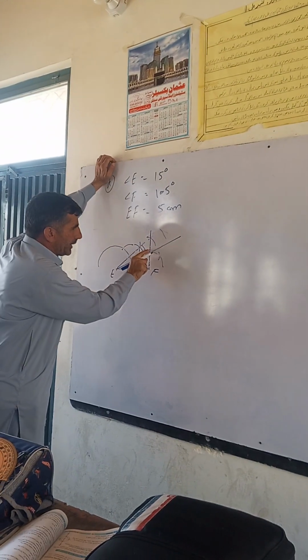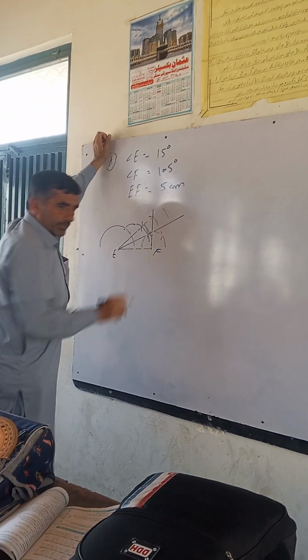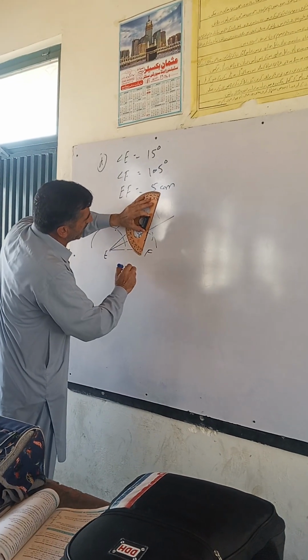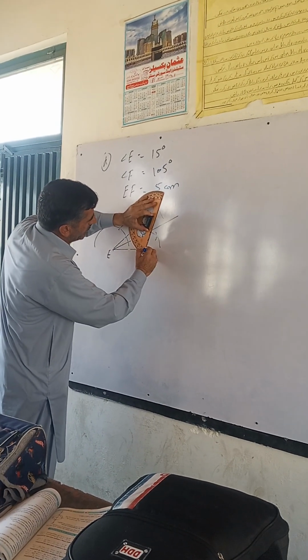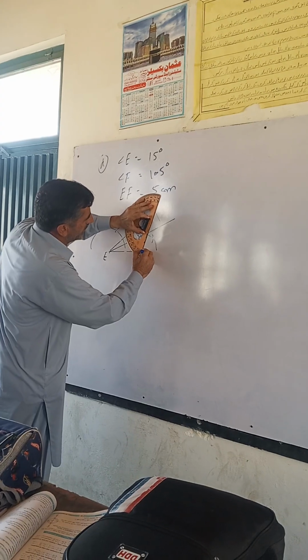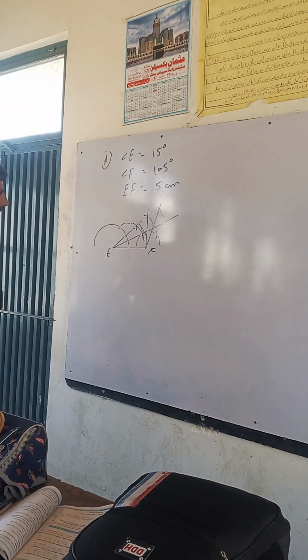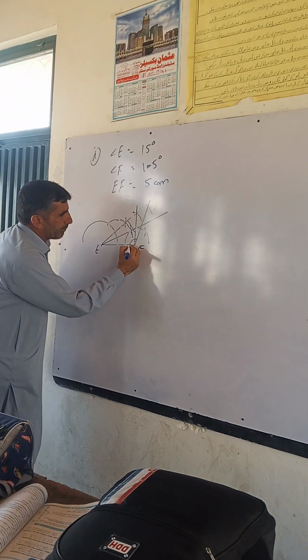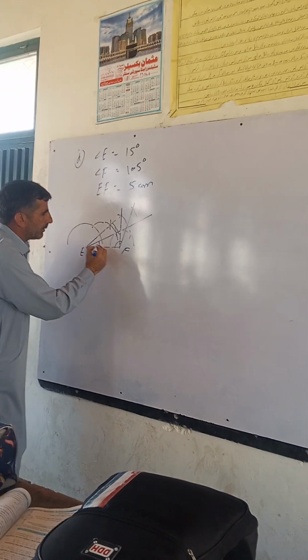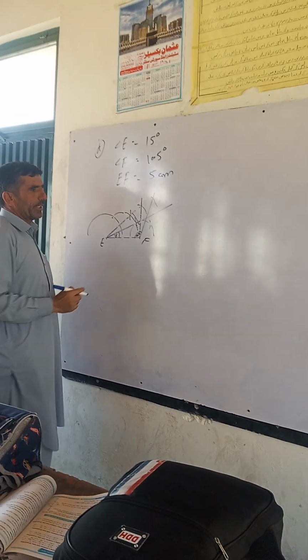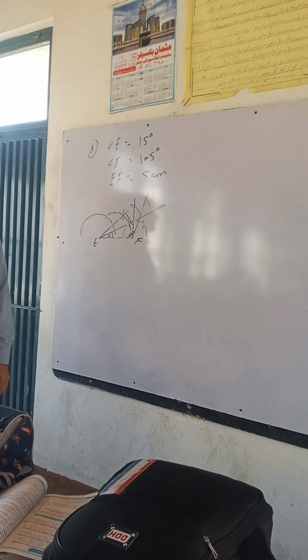So this is 90 degree. 90 plus this is 15 degree. So when 15 and 90 are added, it will become 105 degree. It means that this is a 105 degree and this is a 15 degree and this is 105 degree and this is the given triangle.